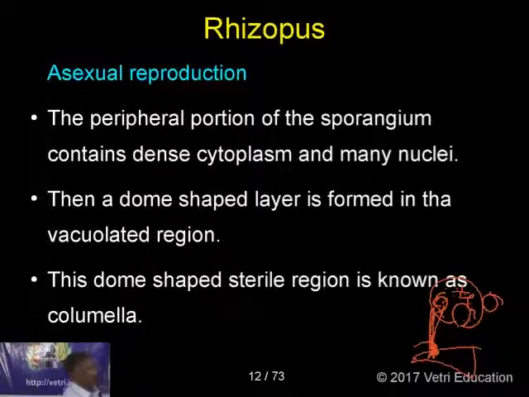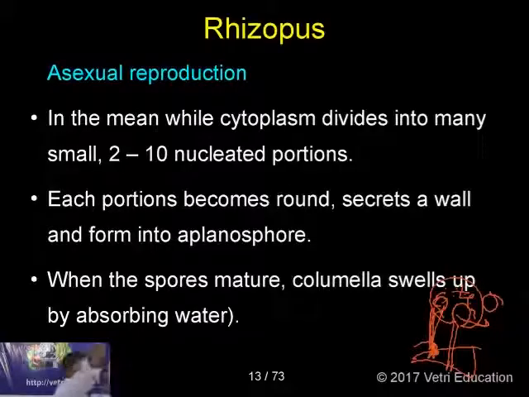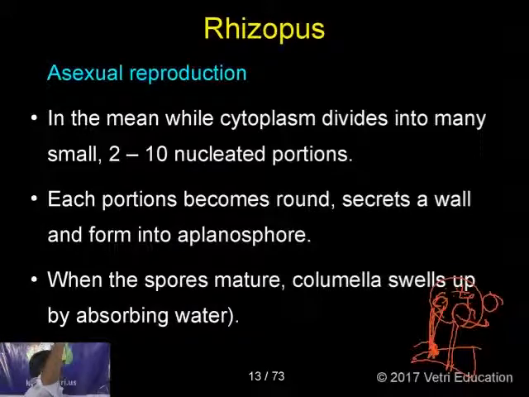This dome-like structure is called the columella. This columella helps in the liberation of the spores. So I told you this in the previous class. The cytoplasm divides into many small 2 to 10 nucleated portions. Each portion becomes round, secretes a wall, and forms into aplanospores.